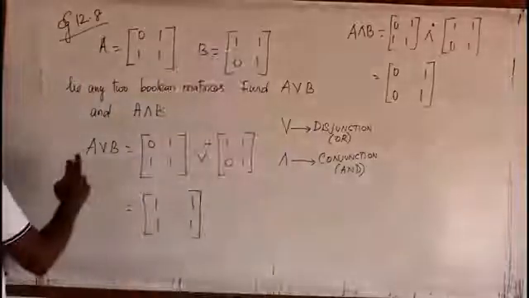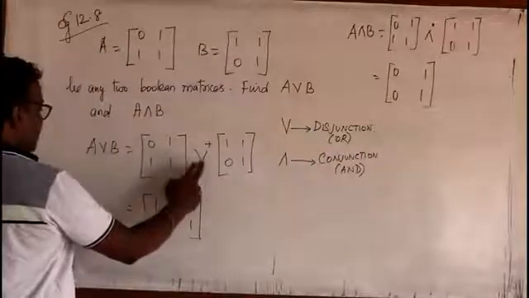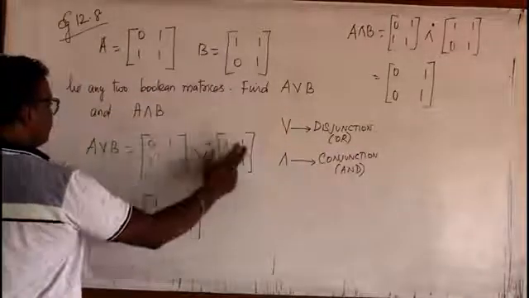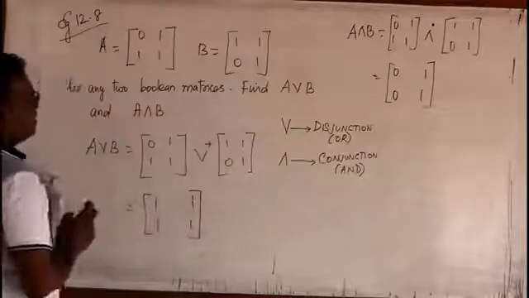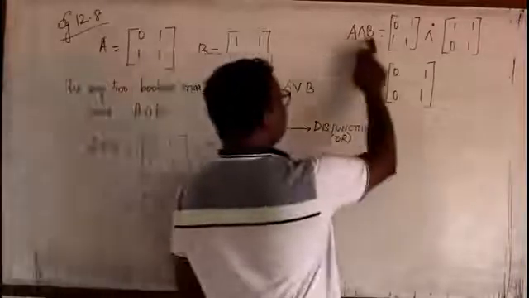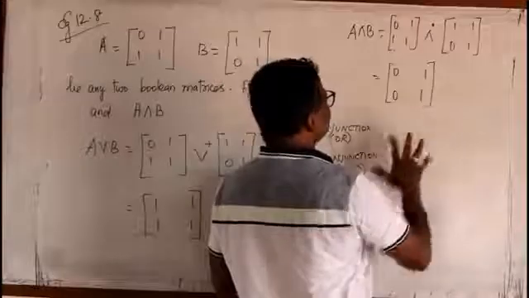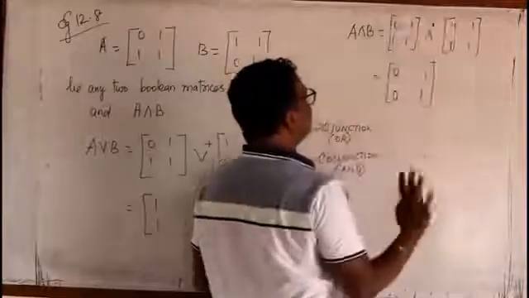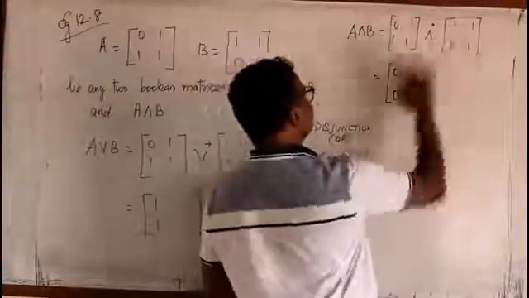Once again, A or B means I have to add, and in addition 1 plus 1 will give you 1 only. Similarly, A and B means you must multiply. Here the multiplication is not row and column multiplication, just the position multiplication. That's all.